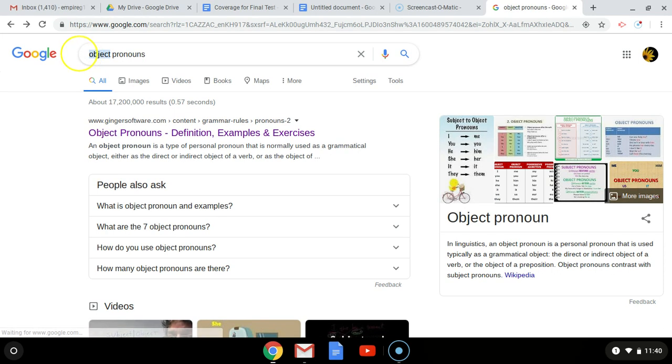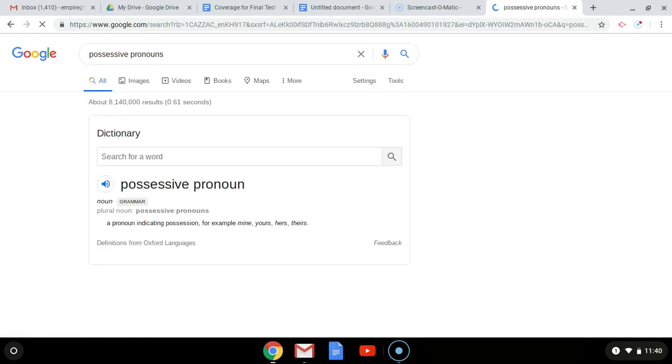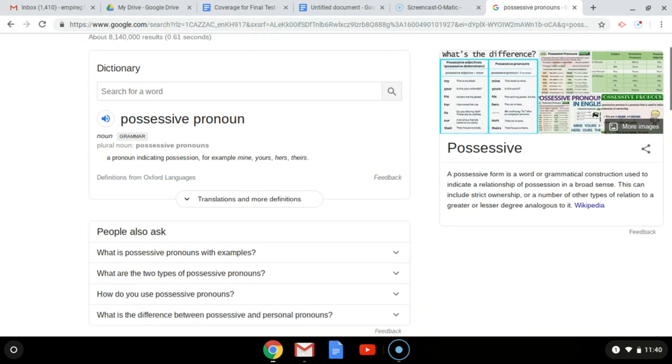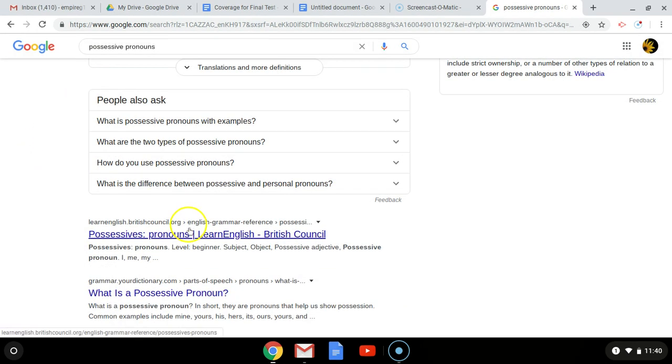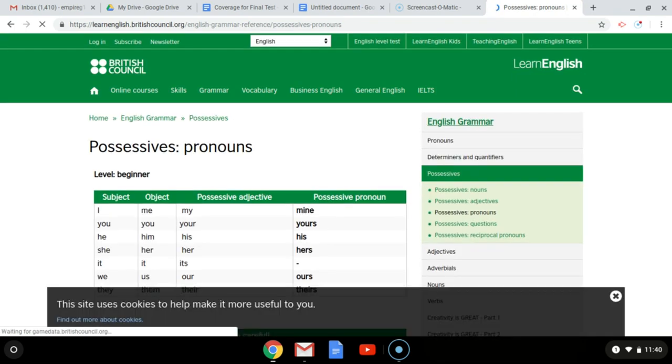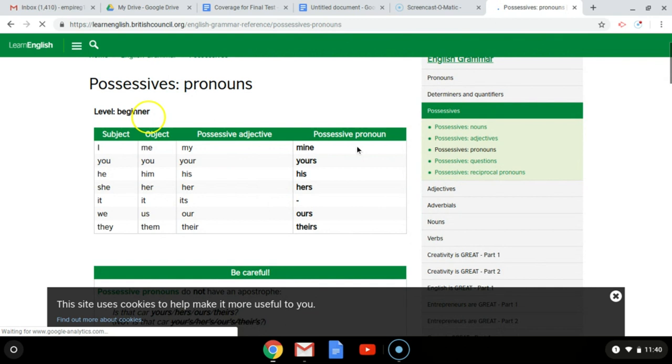So, possessive. When we say possessive, it actually means that you own the object, or you own the subject that's being talked about in the sentence. So this is a comparison, okay?